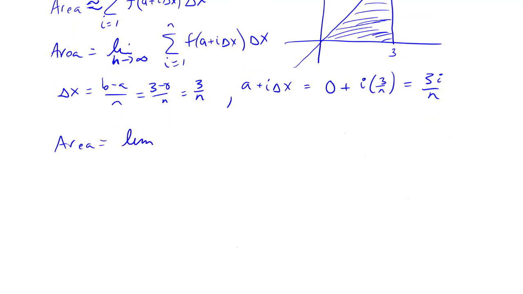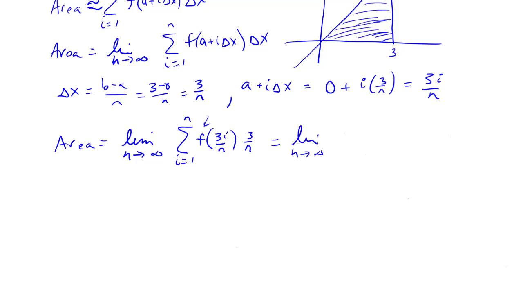Okay, so let's fill that out. The limit as n goes to infinity of the sum, i equals 1 to n, f of a plus i delta x is 3i over n, times delta x, which is 3 over n. So the only thing I haven't done is I haven't applied our function f there. Oops.